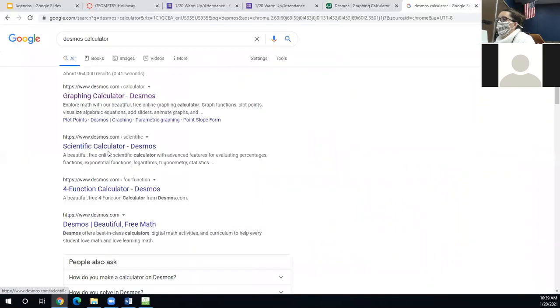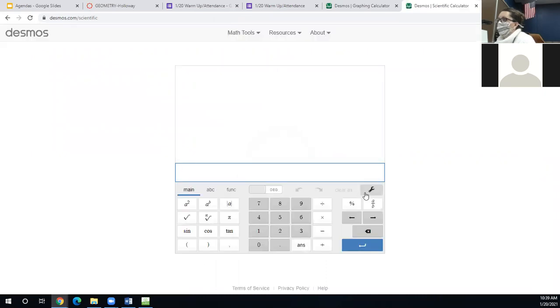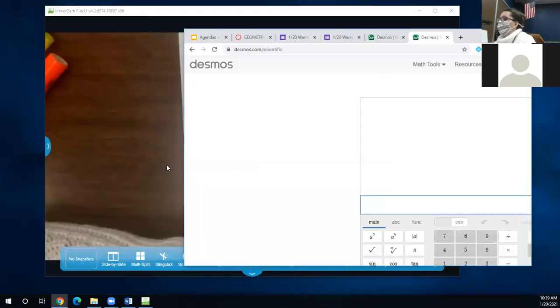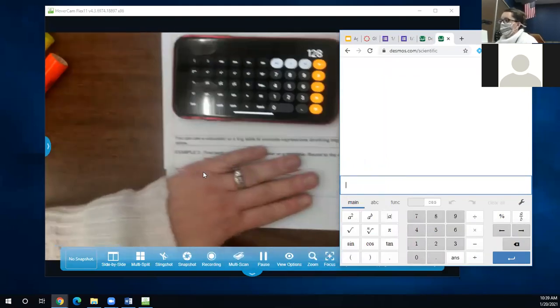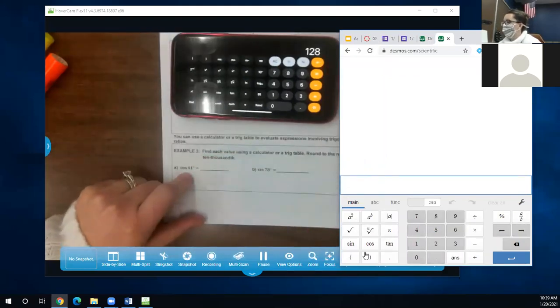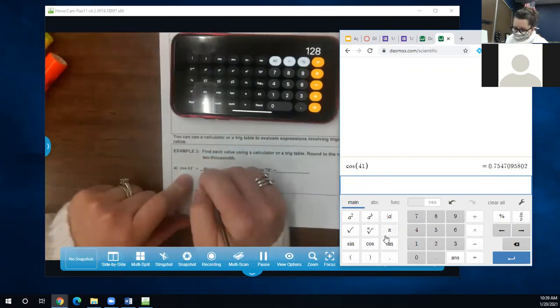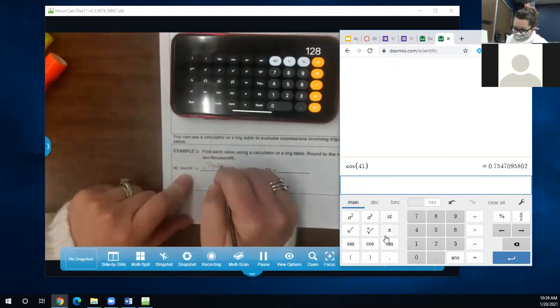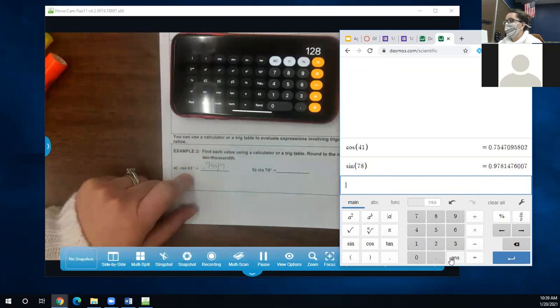Yeah, here we go. We can use Desmos as well. Let me make this smaller. All right, so our first one is cosine of 41. We're just gonna plug it in like this, cosine 41, that's it, 0.7547, that's our answer. And then sine of 78, we're just gonna plug it in and get it, 0.9781.